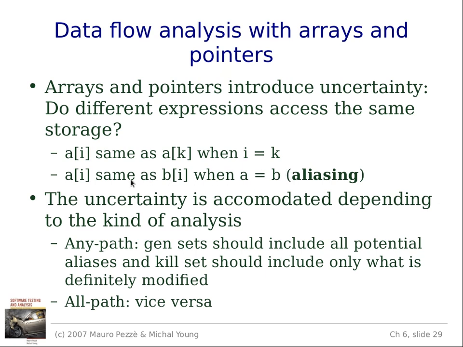Again, data flow analysis is important. Same thing as a of i is the same as b of i. Well, how do you know if a is equal to b? That's called aliasing. You've got to do some data flow analysis in order to figure that out. The uncertainty is accommodated depending on the kind of analysis, so which type of analysis you do may give you this information towards the end.